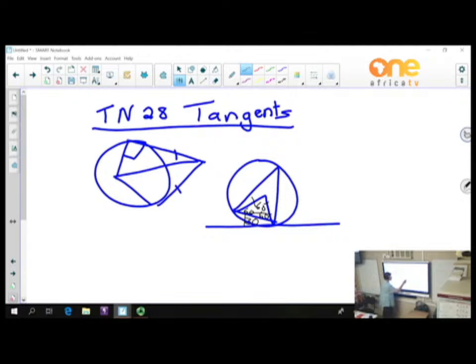And then now APB. If this one is 60, what is this one at the circumference? Half, can you see? Half the angle at the center, so that one will be 30 degrees. Right, number 2.